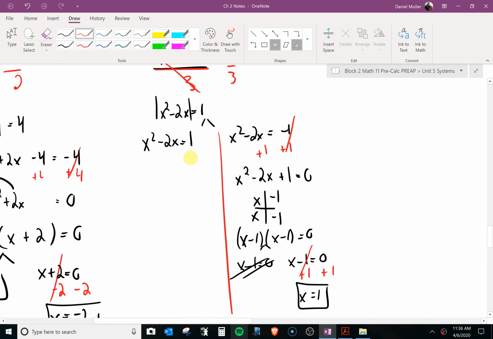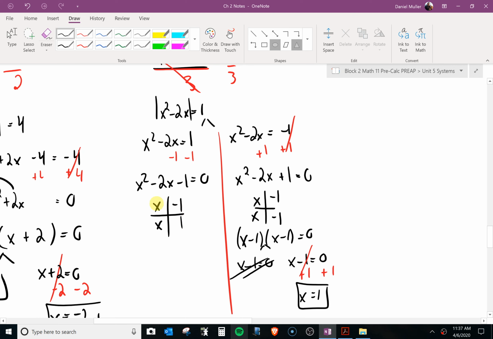Now let's do the other side. Minus 1 and minus 1. So we have x squared minus 2x minus 1 is equal to 0. And we try to factor this. That's x and that's x. This is negative 1. So one of them has to be 1 and one of them has to be negative 1. That's the only way I can do it. I mean, I guess I could put the negative up here. That doesn't change anything though.